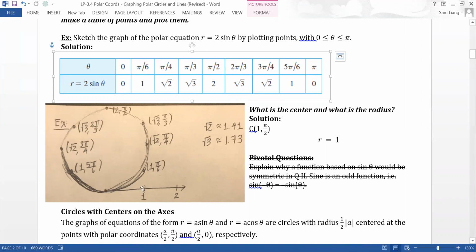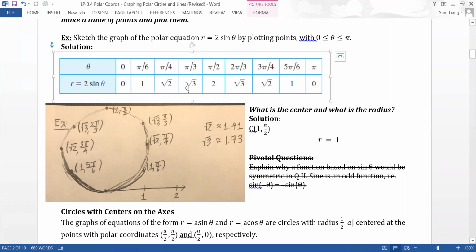So you have 1 and 2 here for your radii, and the first point was 0, 0, which is here. Then we have 1 comma pi over 6, so radius of 1, angle 30 degrees. Next you have root 2, pi over 4.